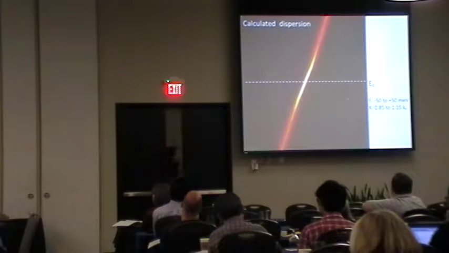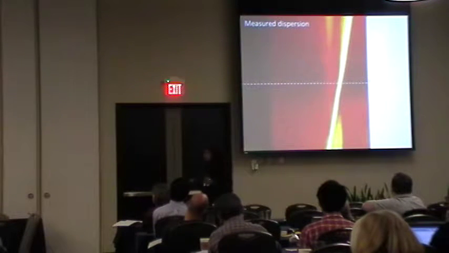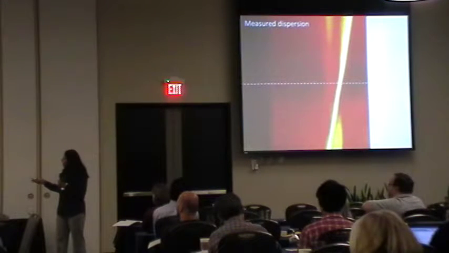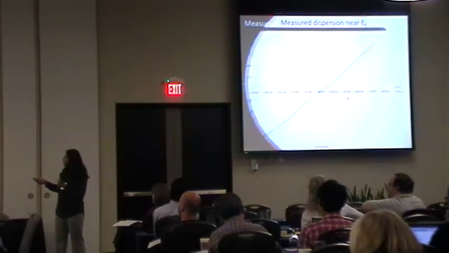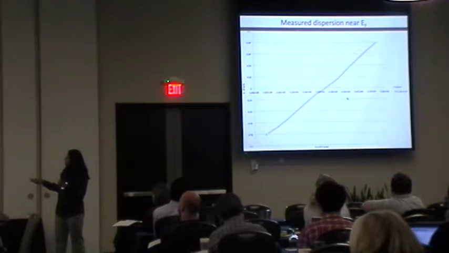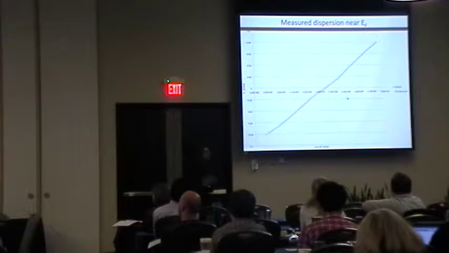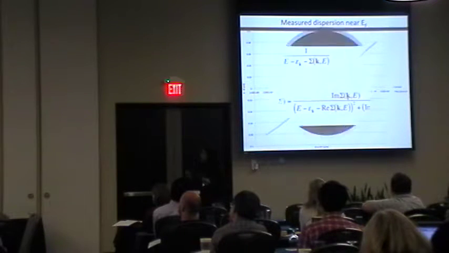And it's this kink that we would like to measure with STM. And here's our data. Here's the kink. Actually, let me show you. Here it is. Here's the data. And you can see close to the Fermi energy, there's a tiny kink in E versus K.